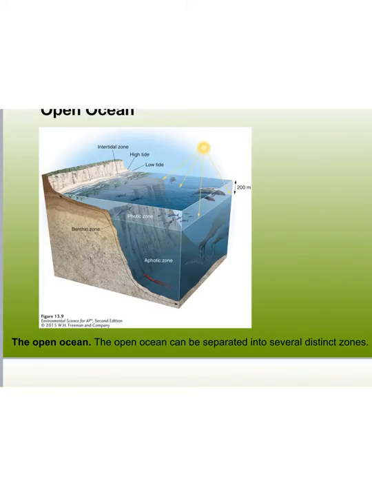So if we're looking at a diagram here of the open ocean, you can separate it into these very distinct zones. We do have the intertidal zone, which is defined by high and low tide, the photic zone, where light penetrates, and then the aphotic zone, where sunlight is absent, and then of course the benthic region, which is the muddy layer that contains a lot of organism life.